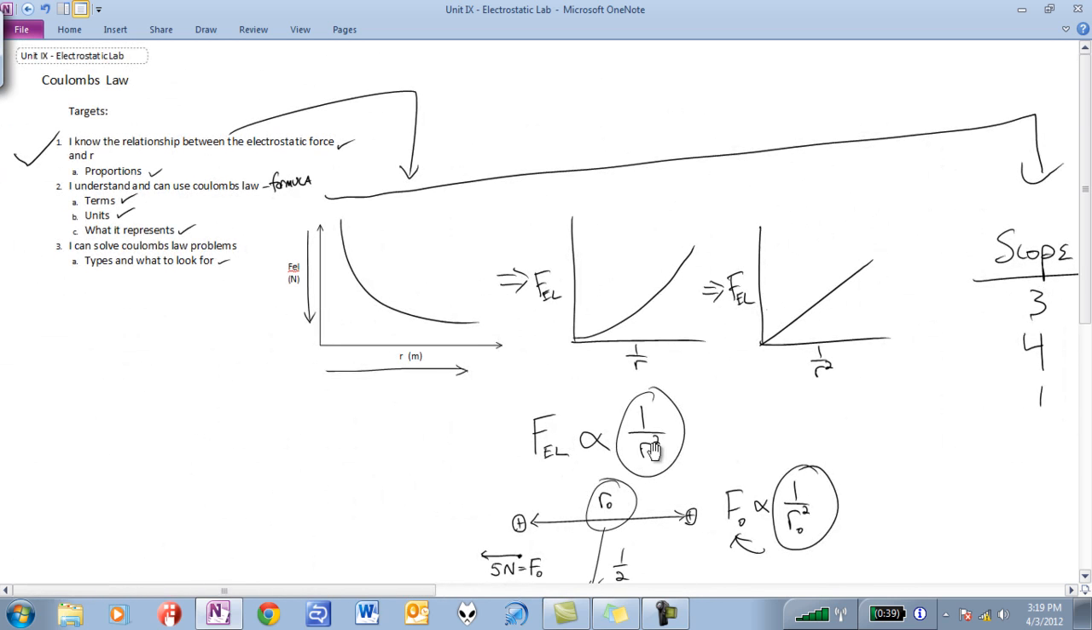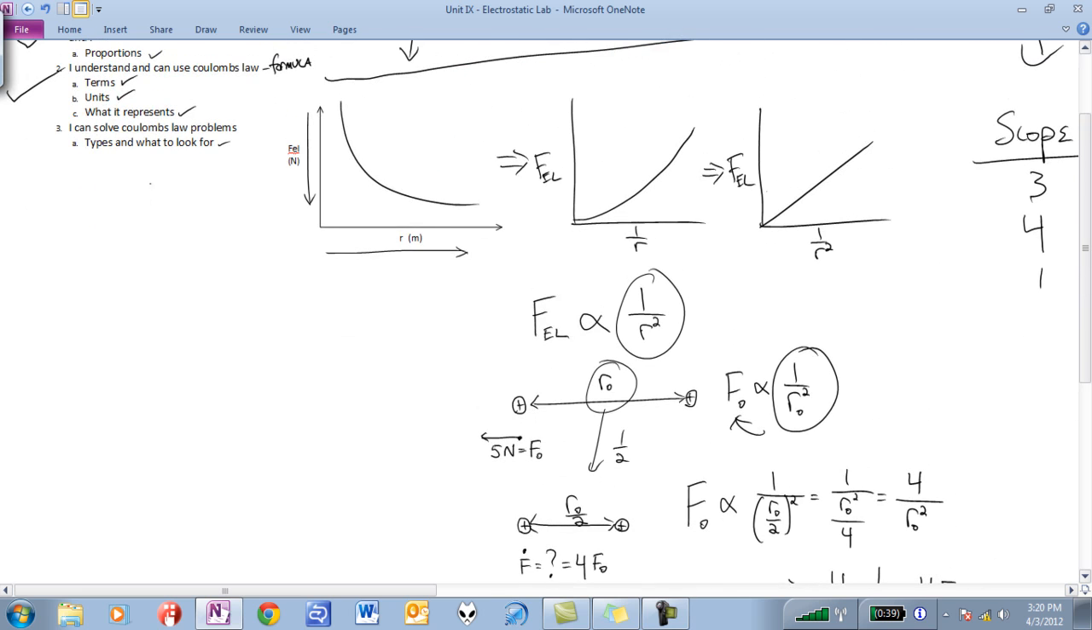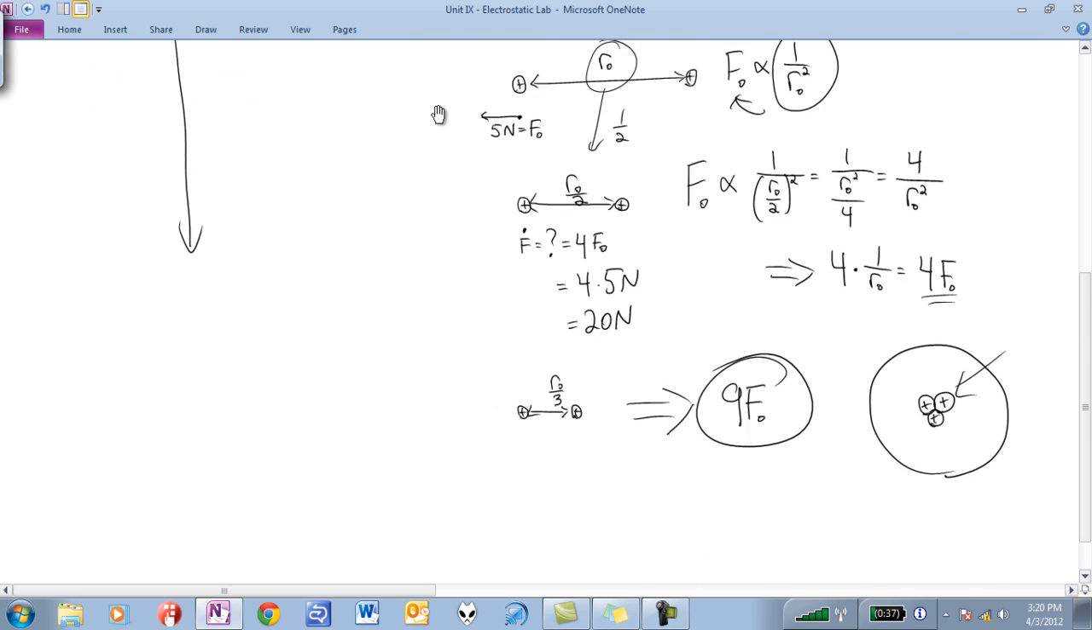So going back on over here, you could see that I understand and can use Coulomb's law. We got the understanding, we got the idea of the terms, the units, what it represents. We should be able to pull that together. In our final portion, I can solve Coulomb's law problems. So this is going to be what is going to take us to tomorrow.